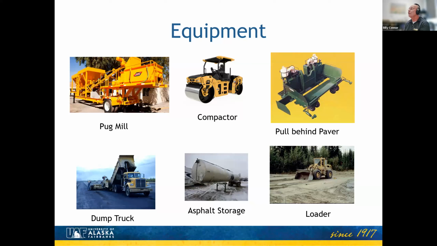A compactor, and you can always tell the difference between an asphalt compactor and a soil compactor. The asphalt compactor usually has two steel drums, although a few of them do have a steel drum and a smooth tire under here. But you certainly don't want a lug tire. And then there's something, a pull behind paver.